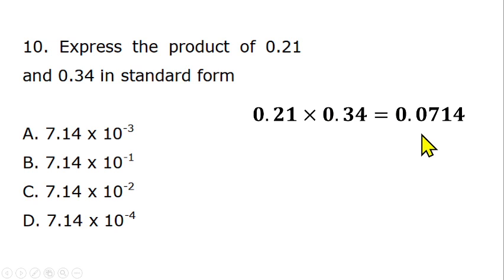And if you change this to standard form, we know that the decimal point should be in between the first non-zero digits. So that means you need to move the decimal point in between 7 and 1 here. If you do that, you have 7.14 times, how many times did you move the decimal point to the right? That will be 10 raised to the power minus 2, or you move the decimal point 2 times. So that means option C is the correct option for question number 10.